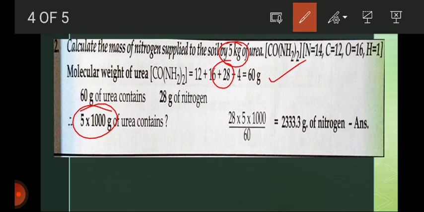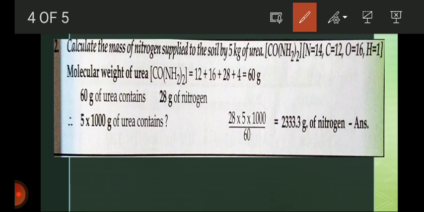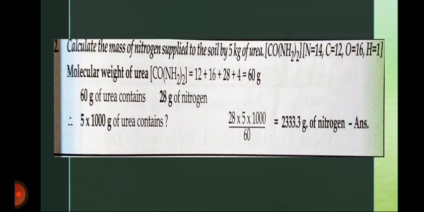We will then do that 60 gram of urea contains 28 gram, right? So 1 gram of urea will contain 28 by 60, right? Then 5000 gram will contain into 5000 we will do. Simple unitary method. Now if you do this calculation, finally you will be getting 2333.3 gram of nitrogen is present in 5 kg of urea. So this type of sum can also come in ICSE. Okay, this is the second type of sum in percentage composition. I think it is absolutely clear to you all.